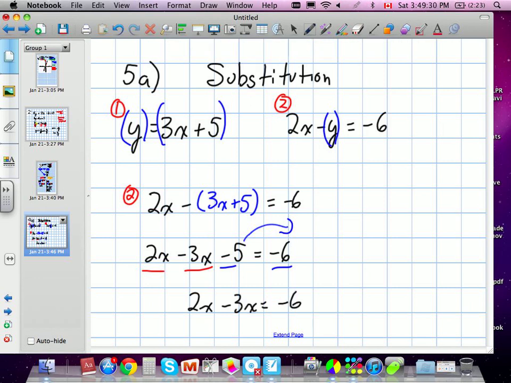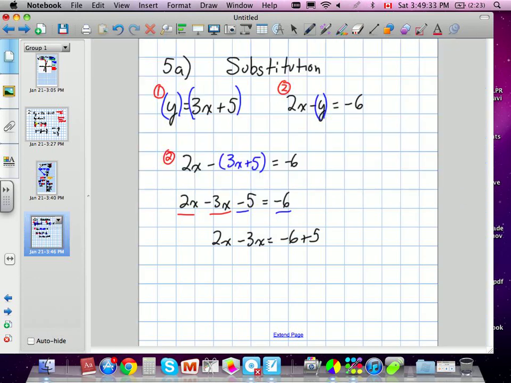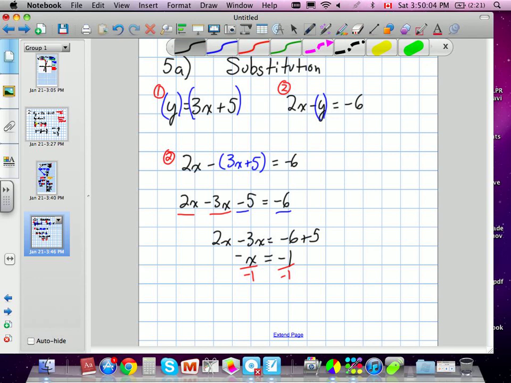Negative 6 plus 5. I'll combine these two like terms. 2x minus 3x. What's that going to be? Negative 1x. Yes, negative 1x, or just negative x. That's fine. And here we get negative 6 plus 5, negative 1. Yep. I got to get rid of the negative because they're technically asking me for just x. What is just x equal to? Well, I can divide both sides by negative 1 or multiply both sides by negative 1. Either way, the negatives are going to flip. So we're going to get x is equal to positive 1.